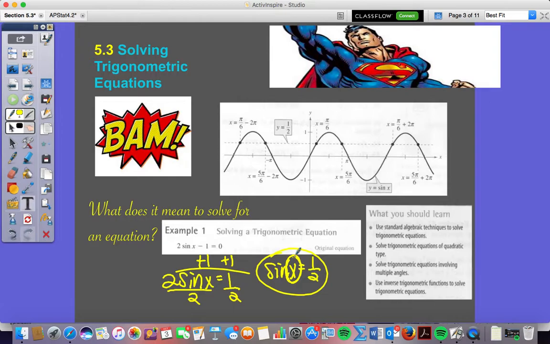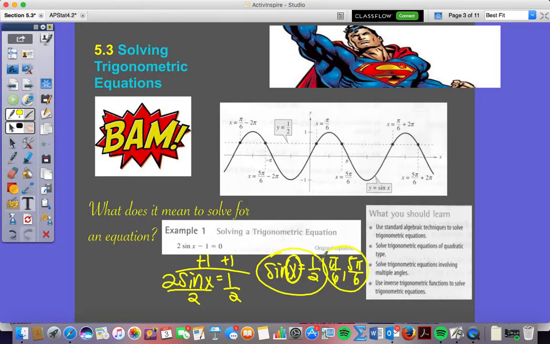So the question we have is, where is sine going to be 1/2? Pi over 6 and 5 pi over 6. So there's 2 of them, right? So we have this here. This would be pi over 6 and 5 pi over 6.